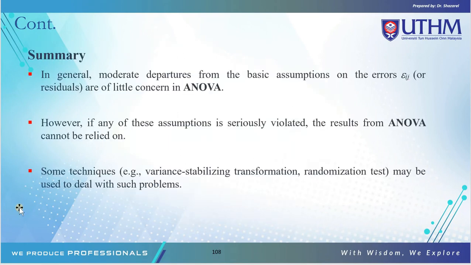So in summary, if all the assumptions have been fulfilled, we can rely on the ANOVA result. If not, maybe we can do something with the data. For example, we can transform the data, and we can also do a randomized test. Then we can overcome the problem that the residuals do not meet the assumptions.